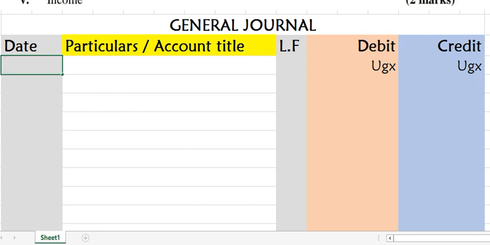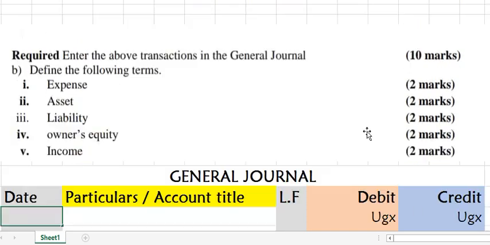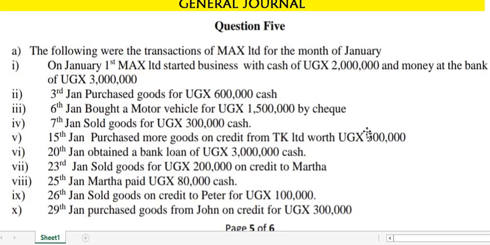Now, when you look at this journal, you'll see that when we are preparing a journal, we should not forget the double entry principle: that every transaction affects at least two accounts. That's why I have a debit column as well as a credit column. So for each transaction, there must be an equal debit and credit. Okay, so let's see how we can record these transactions in our journal.